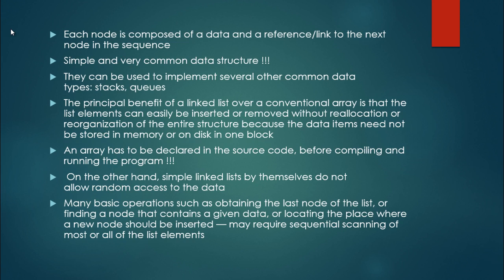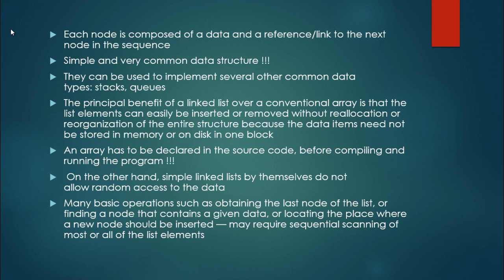We are going to see a quick illustration concerning this problem. An array has to be declared in the source code before compiling and running the program. It's very important that we compare array lists versus linked lists, because, for example, in Java we have the List interface, and both ArrayList and LinkedList implement this interface, and the programmer has to decide what data structure he or she is going to use. That's why it is good to know the difference between arrays or array lists and linked lists.